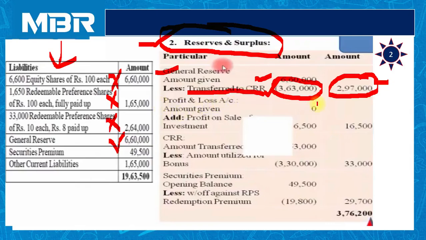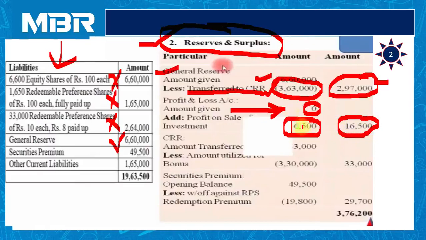So if any balance is not given in the balance sheet, it is assumed as 0. So the balance of the profit and loss account is 0. Don't forget, at the time of calculation of profit on sale of investment, we have earned a profit of rupees 16,500. The amount of profit on sale of investment is rupees 16,500. So that 16,500 is added in the balance of 0. So 0 plus 16,500 is equal to 16,500.